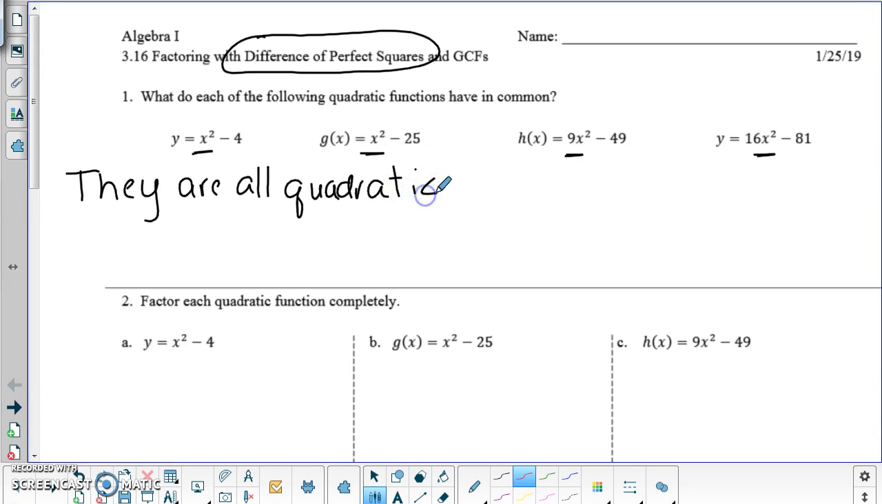That word difference means subtraction. So another thing they all have in common is they all have a minus sign.